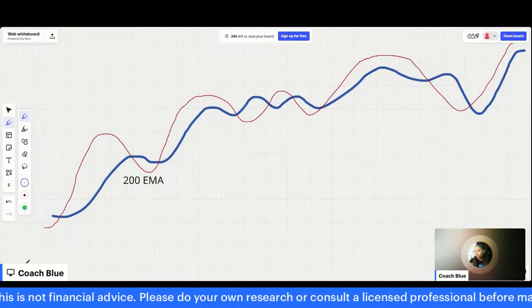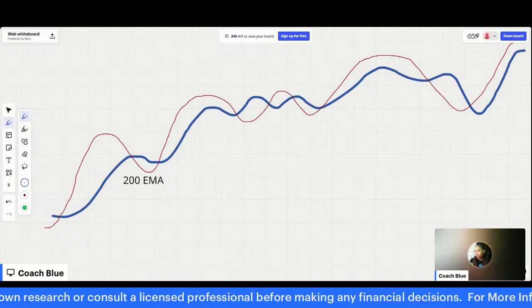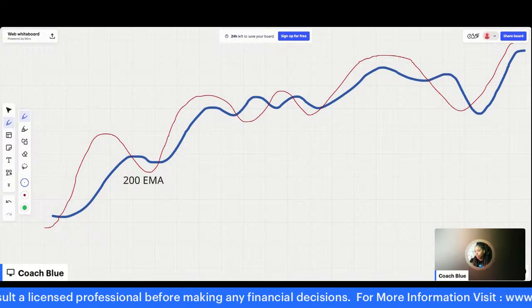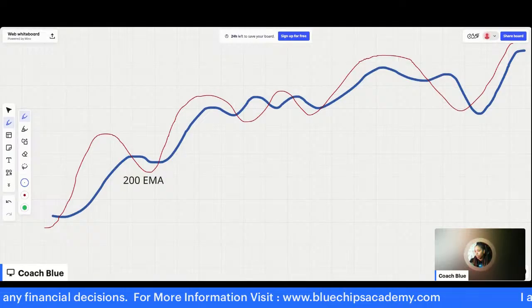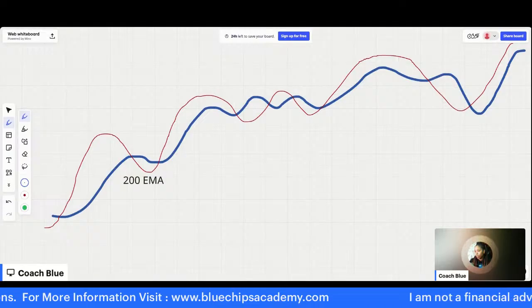Now, what I want to highlight is where do you enter? Where do you enter when you see this opportunity?